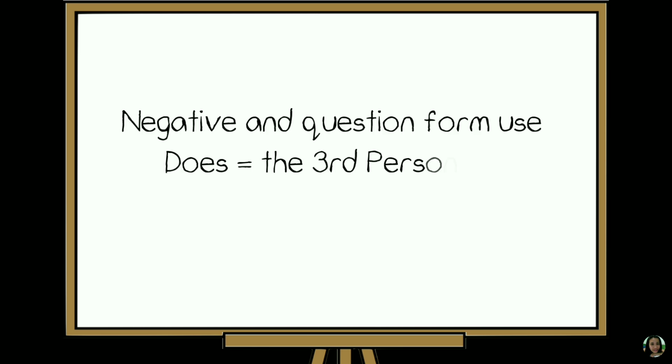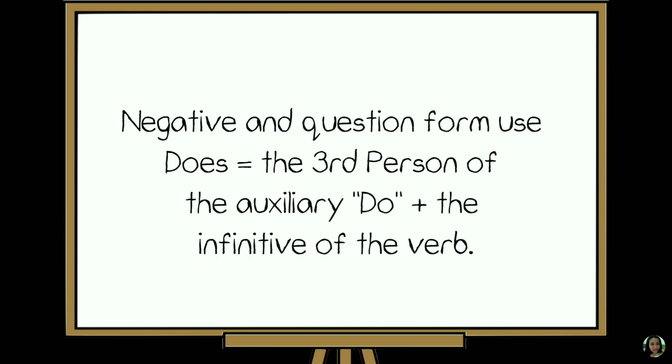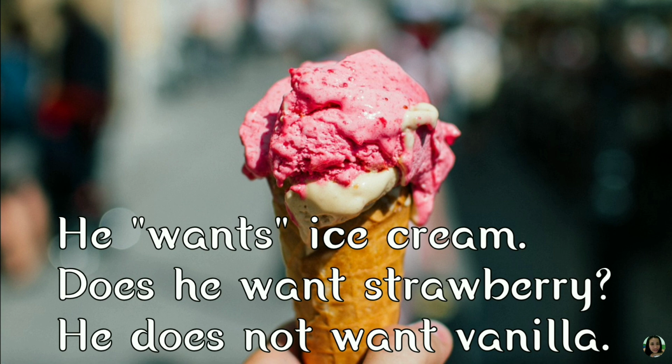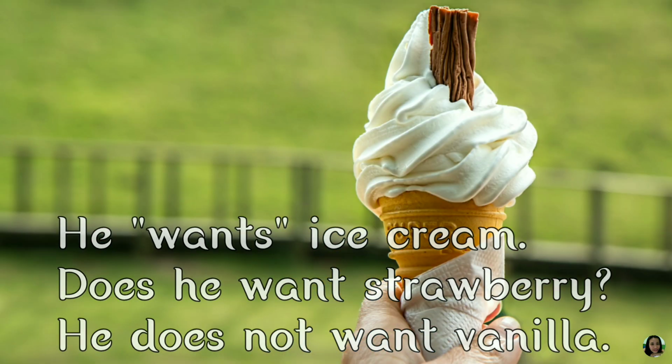Negative and question forms use does, the third person of the auxiliary do, plus the infinitive of the verb. Example: he wants ice cream. Does he want strawberry? He does not want vanilla.